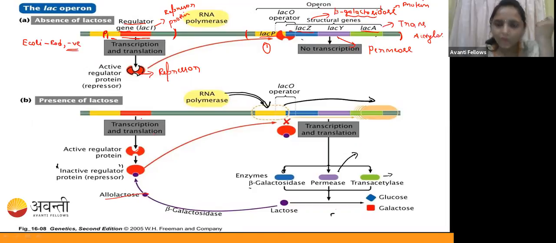Trans-acetylase. Okay, guys. On the lac operon, you have to remember that there is a LAC-I gene. That LAC-I gene codes for the repressor protein. I means inhibitor, not the inducer. On the other hand, that gene is controlled by one promoter, and there is another promoter region which controls the synthesis of three proteins: beta galactosidase, permease, and trans-acetylase.